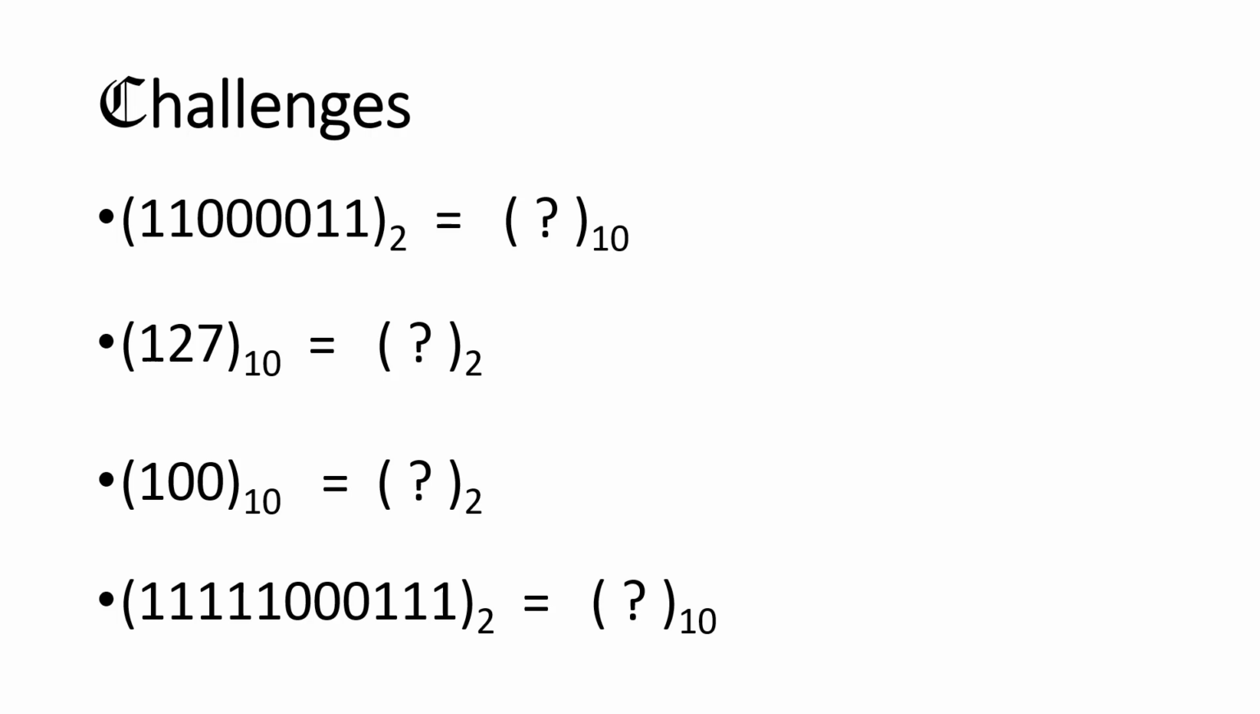The next one is 100. This is not binary. Remember, the base is 10. If the base is 2, it is binary. If the base is 10, it is decimal. So from this decimal, you have to get binary. And the last one, this is a big number. So this is the binary number. You have to get a decimal number.